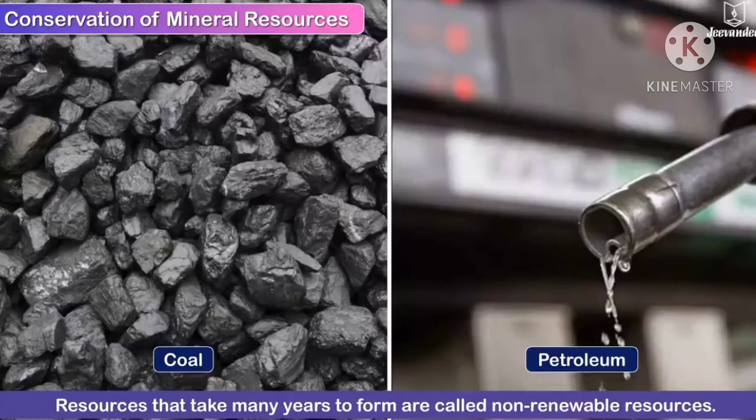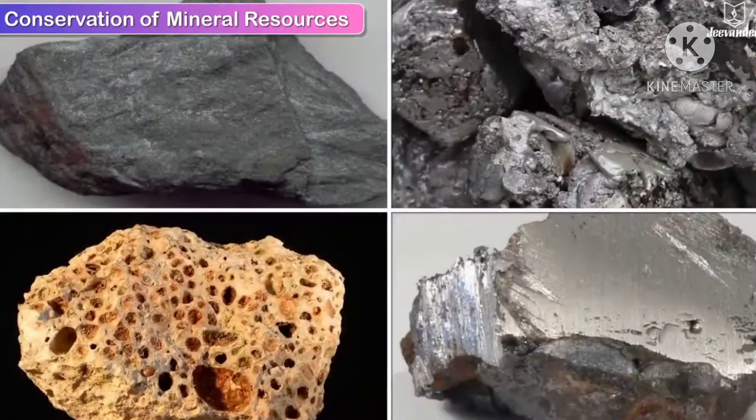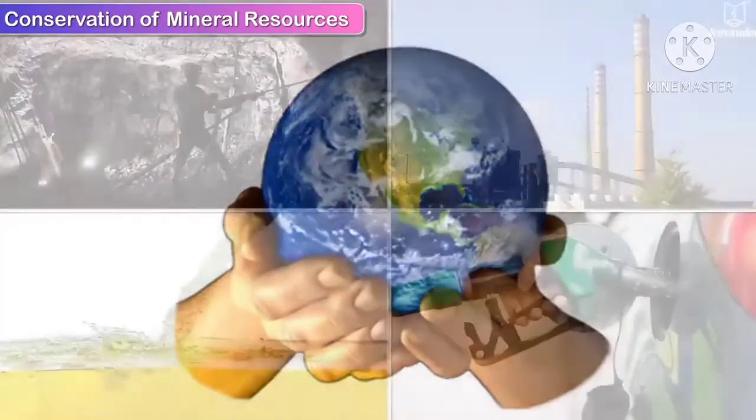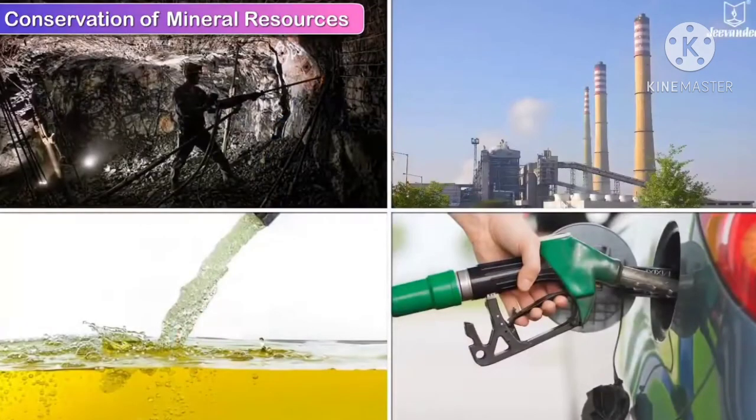Okay, resources that take many years to form are called non-renewable resources. Therefore, use our natural resources wisely, and we must not waste a chance to conserve them. So now you know the meaning of natural resources, the two types, which are mineral resources and agricultural resources, and renewable and non-renewable.